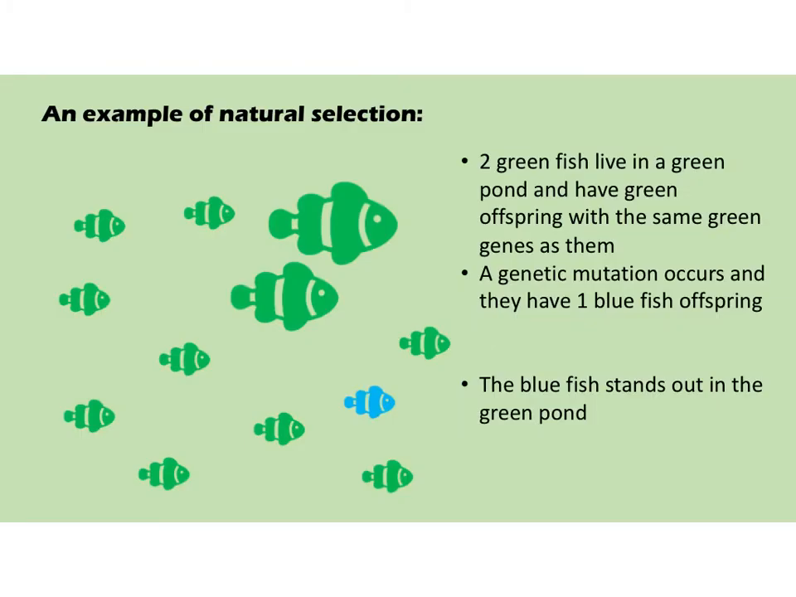Okay, so here's the first example. 2 green fish live in a green pond, and they have green offspring with the same genes as them. But a genetic mutation occurs, and they have 1 blue offspring, and that blue fish stands out against the green pond.